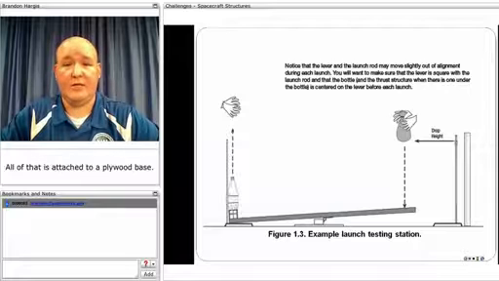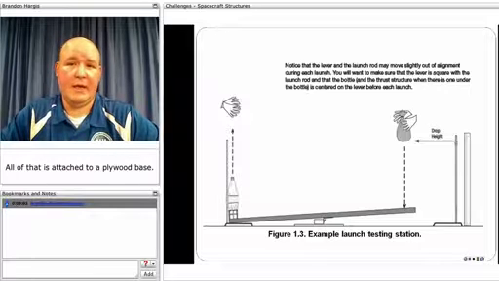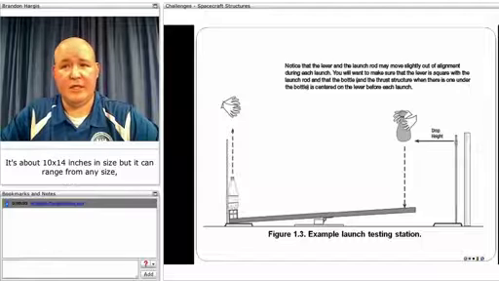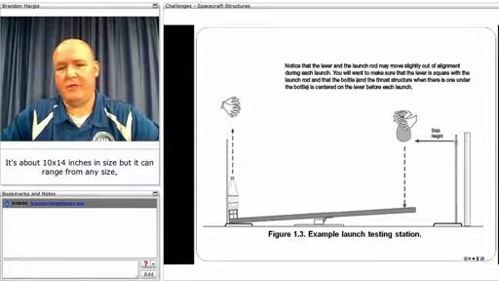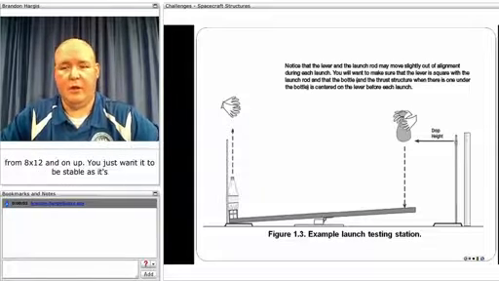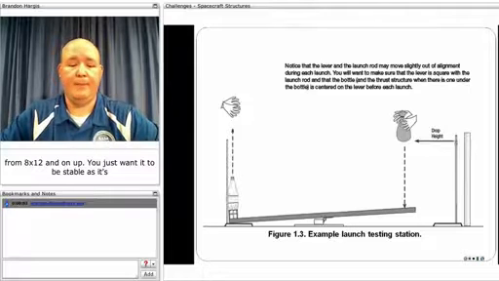All of that's attached to a plywood base. It's about 10 by 14 inches in size, but it can range from any size from 8 by 12 and on up. You just want it to be stable as it's sitting on the ground.